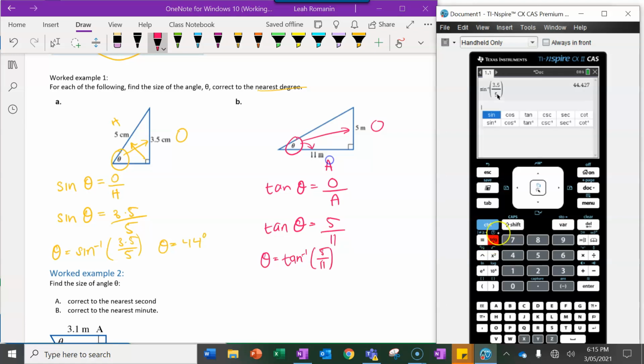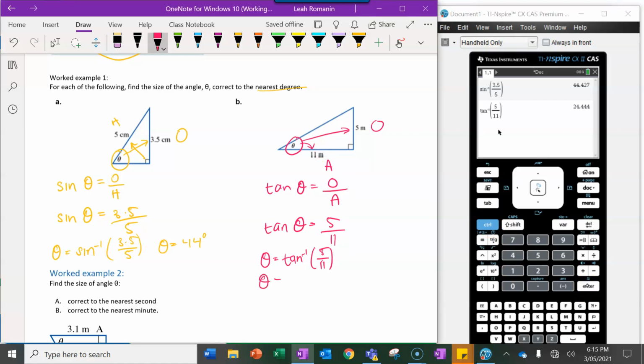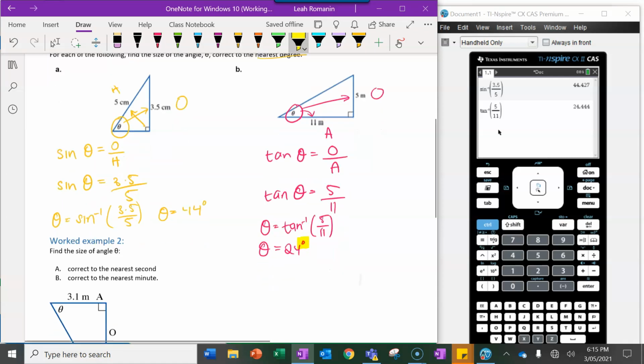Coming over to my calculator, I'm typing in tan -1 and then putting in my fraction of 5 over 11. And I've got 24 degrees. So theta is equal to 24 degrees. Please, when you're giving me the answer, remember to put the degrees in there.